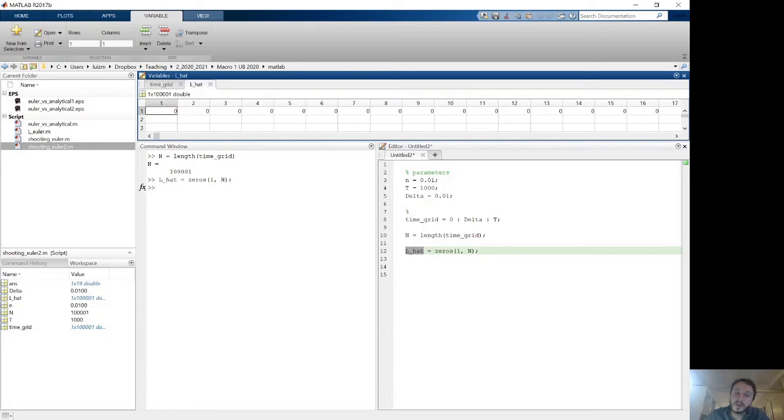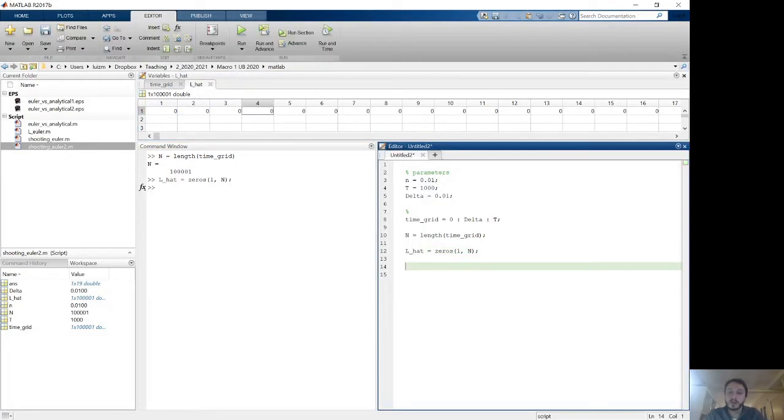So we're going to use a loop to calculate the value of L at time 0, then the second entry will be L at time 0.01, L at time 0.02, 0.03, etc. The first entry of L hat is 1. This is L at time 0. We know that this is 1. And now let's start a loop to define the other entries of the vector L hat.